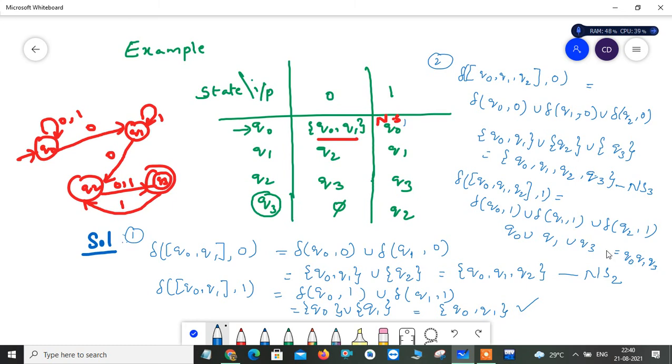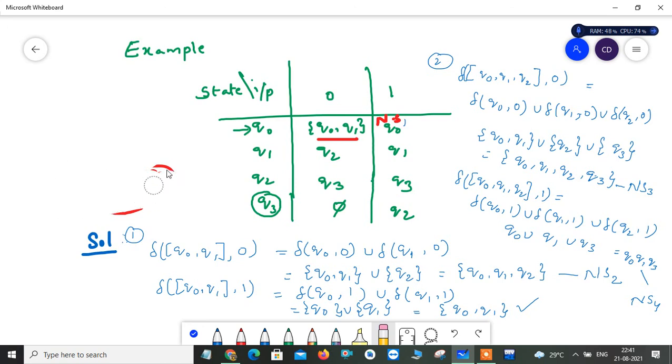And then we are observing that when we have Q0, Q1, Q2 with 1 as an input, the transition function will generate another new state, that is Q0, Q1 and Q3. So I repeat here, I just erase this one because we have a problem. So now the new state is Q0, Q1, Q3, and we are trying to find the transition function for this. This is the third part.